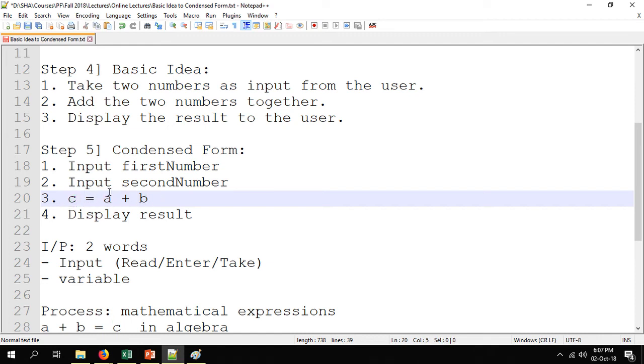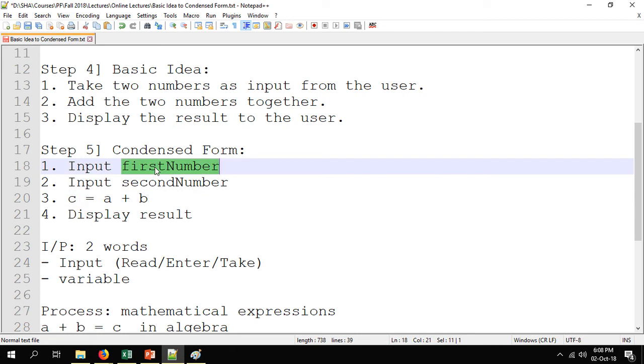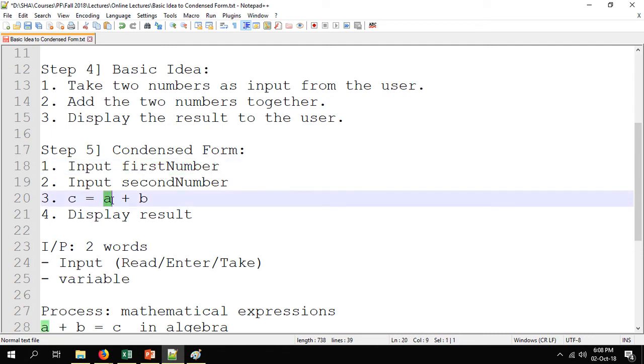All right. The only change we need to make is, obviously we have already named the variables that we'll use. The variables are first number and second number. So instead of A and B, we'll have first number and second number. And C is not a meaningful variable name, so we'll keep a meaningful name. Let's call it simply sum. So this is our new variable that we have introduced.